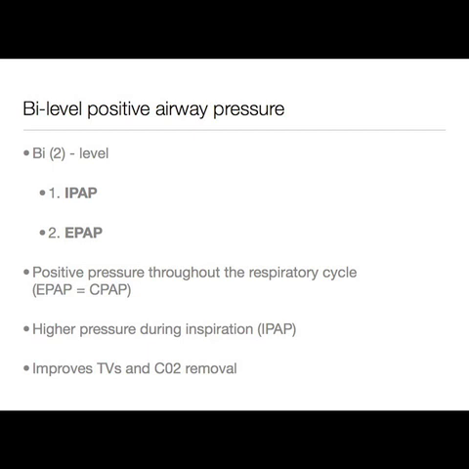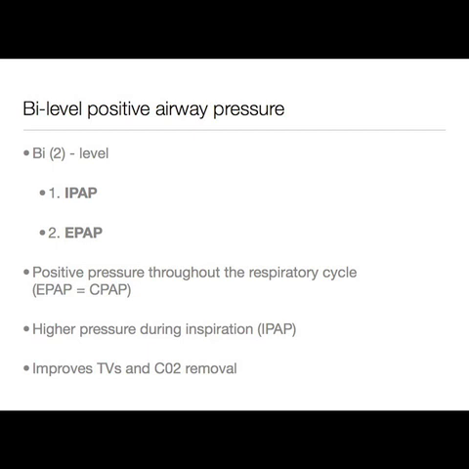In bi-level positive airway pressure, the ventilator cycles between two pressure levels triggered by the patient's own breathing, and they are known as the IPAP, the inspiratory positive airway pressure, and the EPAP, the expiratory positive airway pressure. Ventilation is produced by the IPAP, while the EPAP recruits underventilated lung in the same way that CPAP works. Therefore, BiPAP not only improves oxygenation, but also the patient's tidal volumes and carbon dioxide elimination, and this is particularly useful in type 2 respiratory failure.